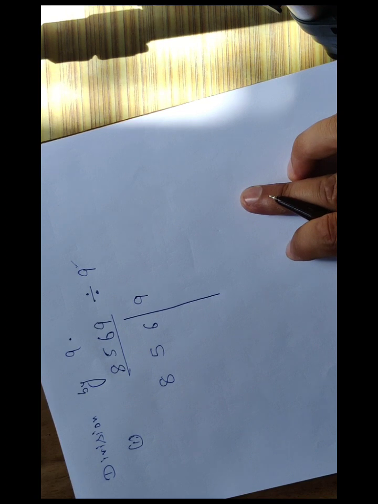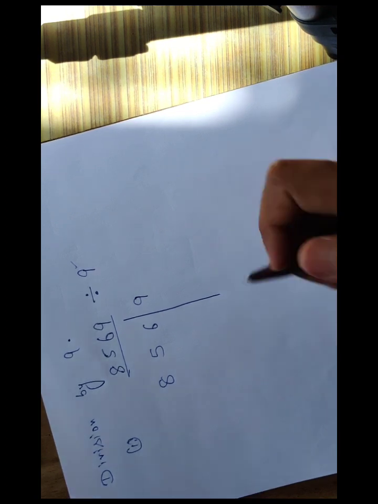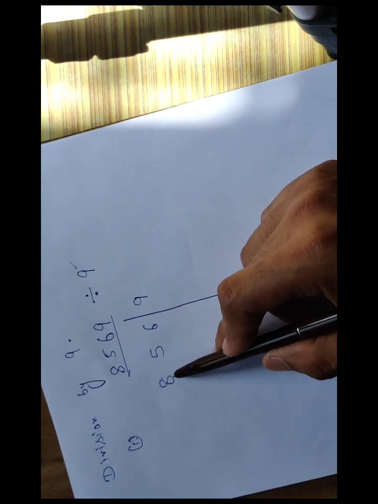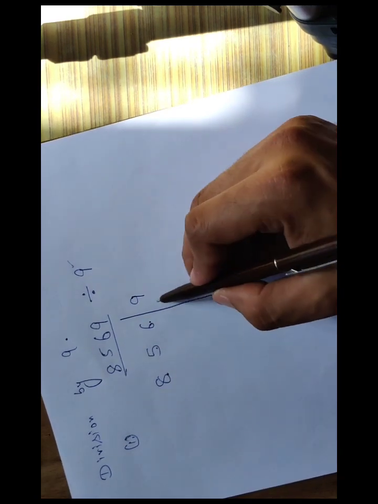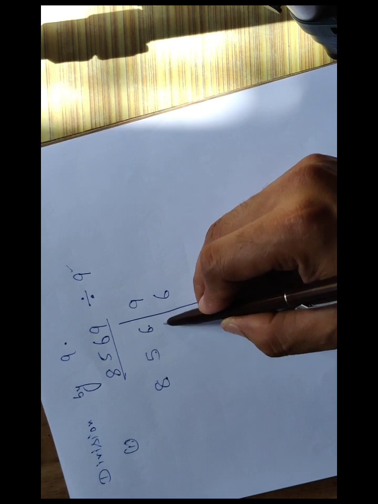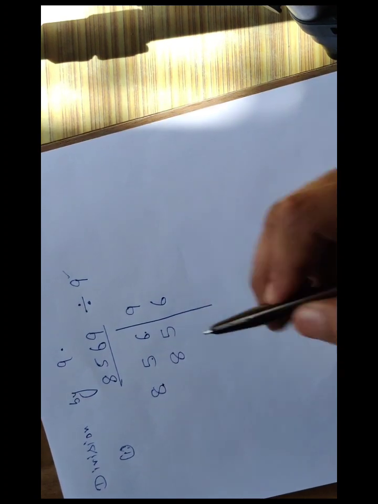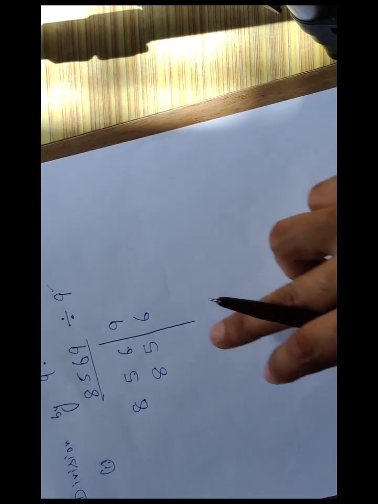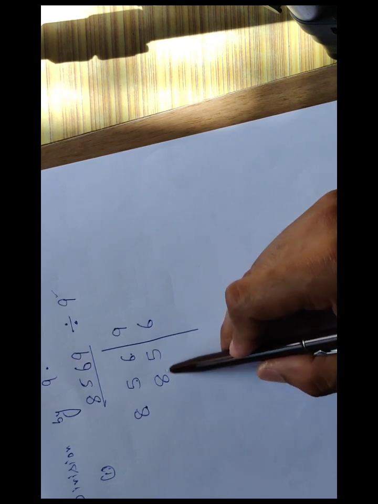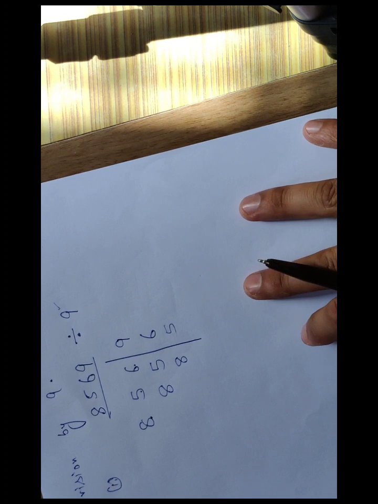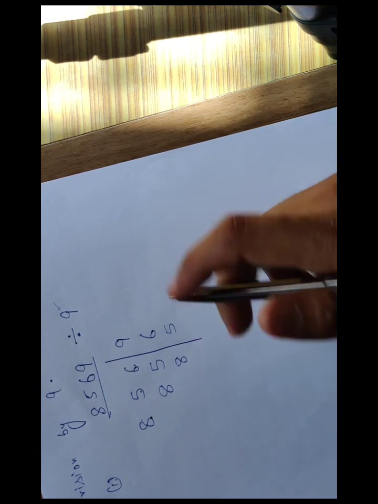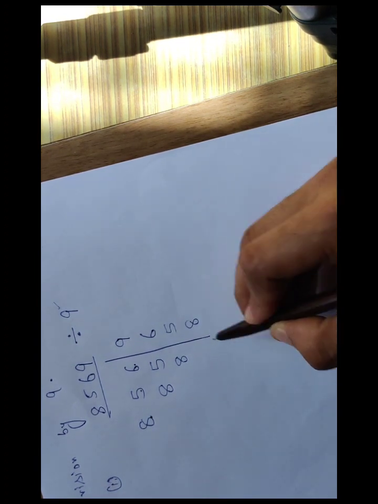After drawing the vertical line, rewrite the remaining numbers. What are the remaining numbers? 8, 5, 6. We can rewrite these numbers as 6, then 5, then 8. Now repeat this step again. Rewrite the remaining numbers 5 and 8. Then repeat this step again. Rewrite the remaining number, that is only 8.